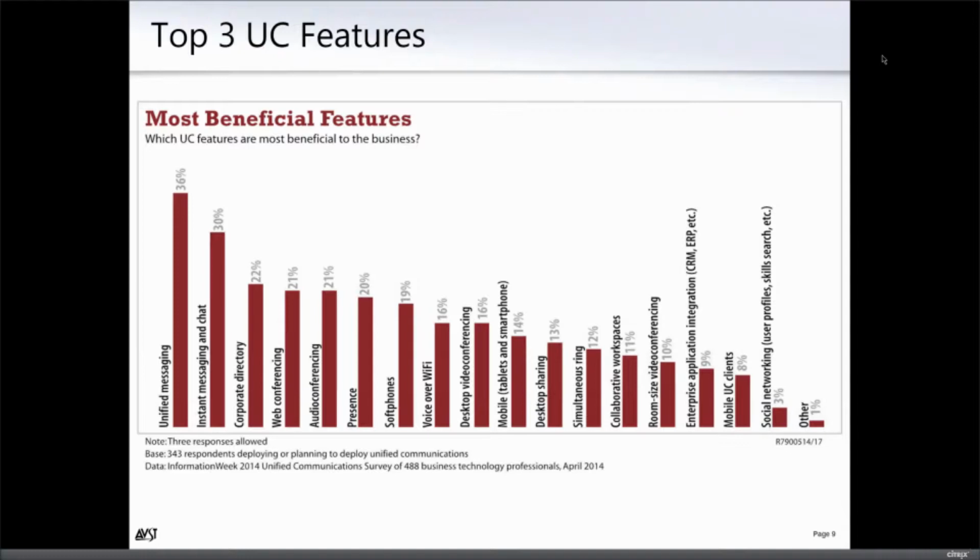But still, people are struggling. And the reason they're struggling is a lot of these customers that look at this have a legacy infrastructure, and a lot of vendors will tell them, in order to get the UC features you're looking for, you need to do a rip and replace and take out all of that infrastructure and replace it with a new voice over IP infrastructure. And that's just not true.